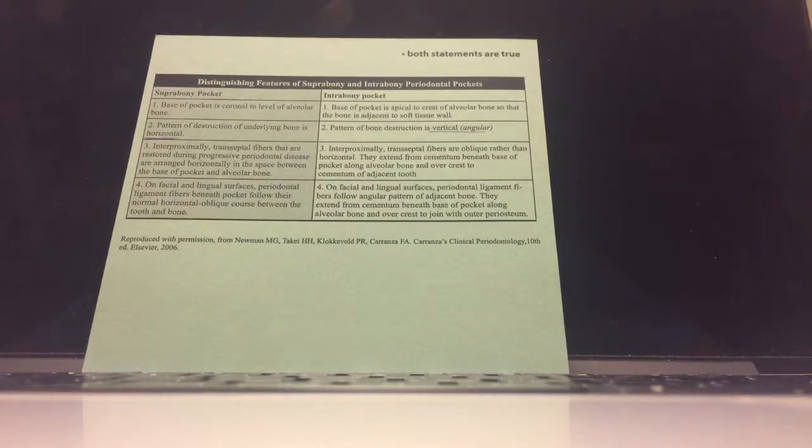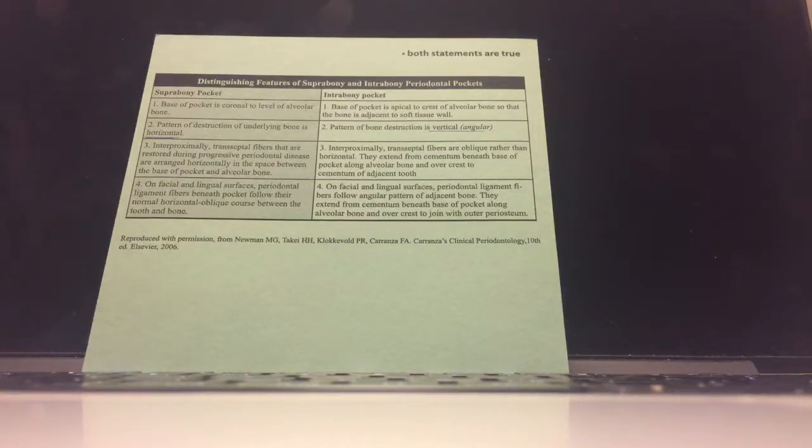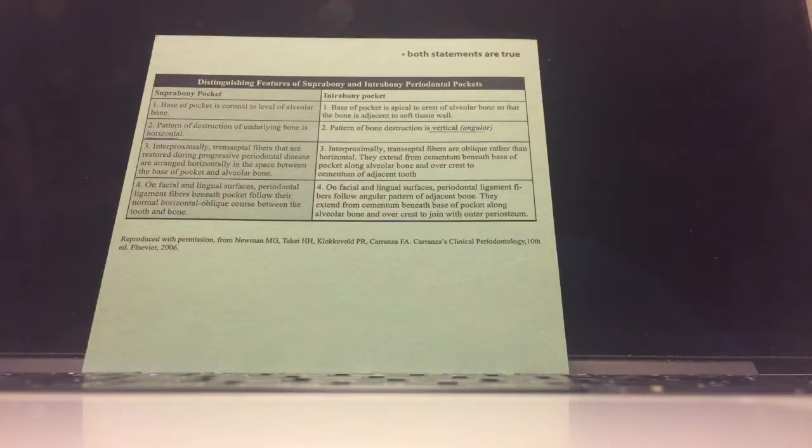And the last one, on facial and lingual surfaces, periodontal ligament fibers follow the angular pattern of the adjacent bone. They extend from cementum beneath the base of the pocket along alveolar bone and over the crest to join with the outer periosteum.